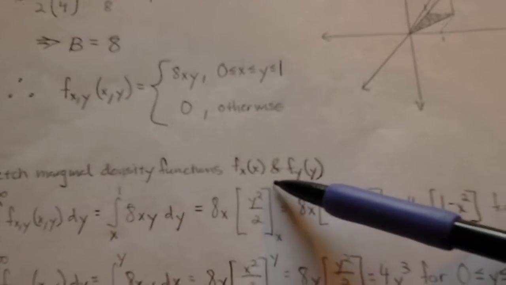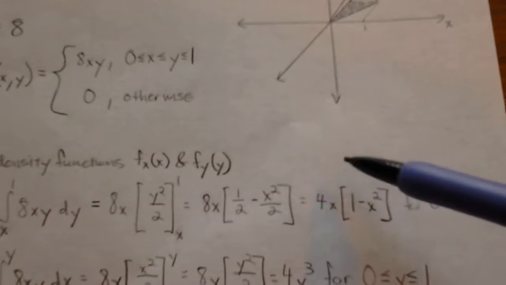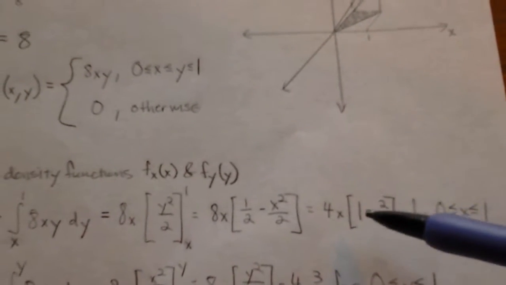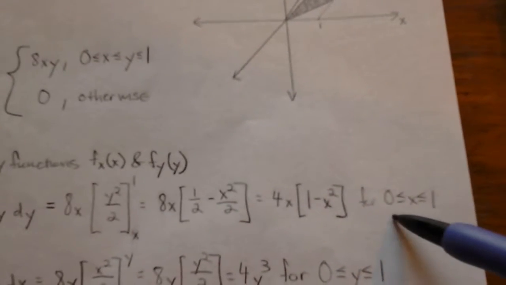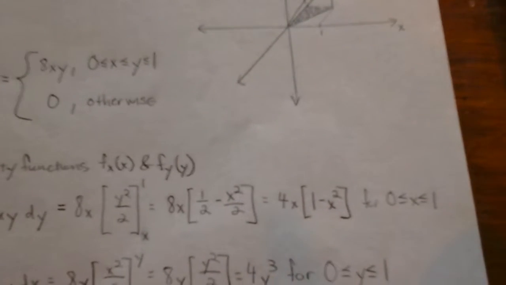We integrate according to y. The 8x is a constant we bring out. This ends up being y squared over 2, evaluated from 1 to x. We do our arithmetic. We take off constants right here. And our final answer is going to be 4x times the difference of 1 minus x squared. That's specifically defined on the x-axis from 0 to 1, which makes sense, and it's 0 otherwise.